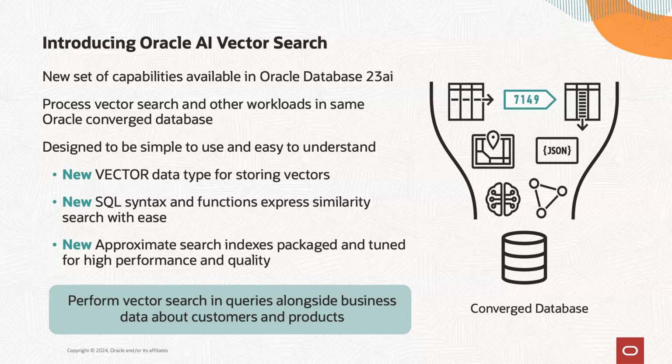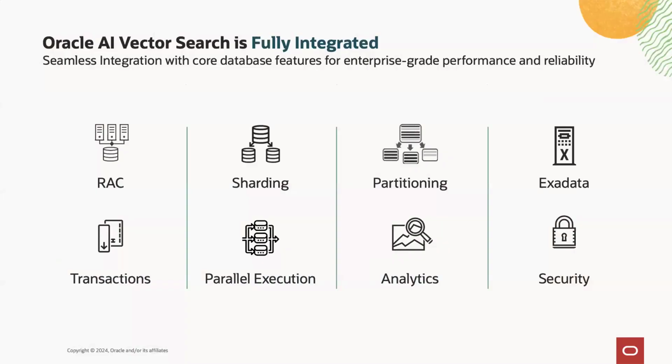So again, this is a significantly broad feature which helps to cater to all those kinds of AI workloads and also the large language models. Again, vector AI search is fully integrated with all the key features within Oracle database, right? Because whatever new features come, it has core integration with all the HA and DR capabilities, for example, RAC, sharding, partitioning, Exadata. So all the new features, though they are released, have core integration with all the core database features so that you can get enterprise-grade performance, reliability and scalability.